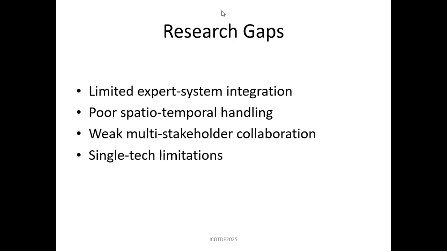Research gap. Existing systems typically use either machine learning or ontologies alone, and both approaches have limitations. Most cannot handle variations in soil, climate, and growth stages. They also don't combine human expert knowledge with automated reasoning. Additionally, collaboration among stakeholders like agronomists, fertilizer companies, and government departments is limited.